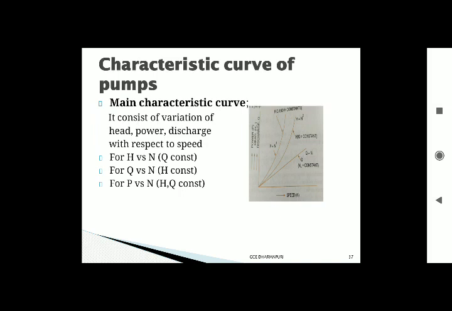For example, we change the speed and see what the power is changing, what the head is changing, what the discharge is changing, and we plot that. That is called the main characteristic curve.